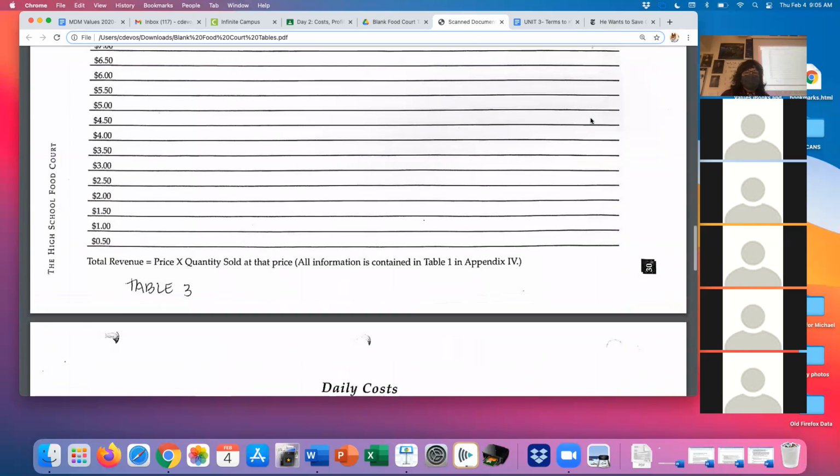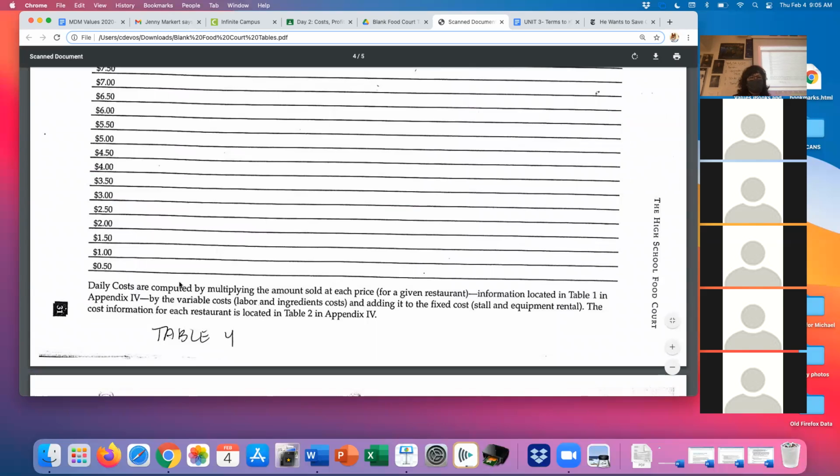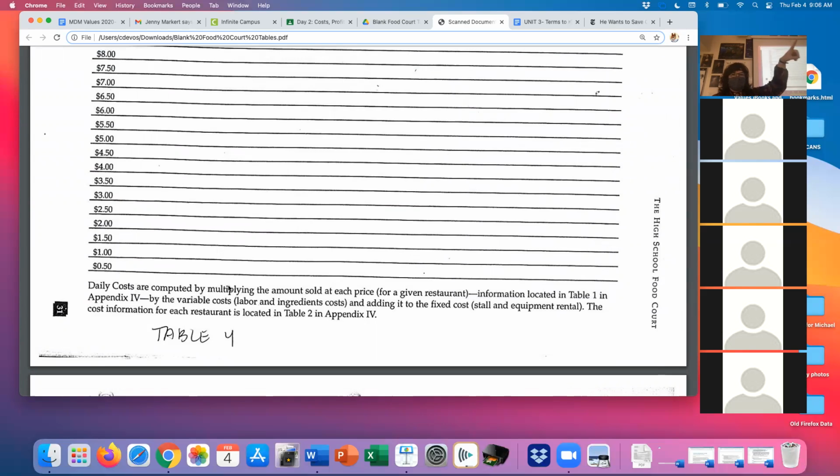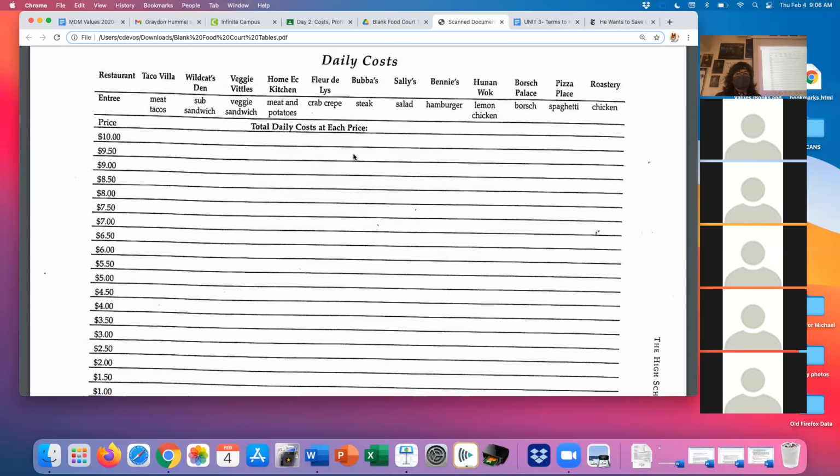So we did our total revenue, thank God. Now our daily costs. If you look at this, daily costs, table 4, are computed by multiplying the amount sold at each price for any given restaurant. And again, just choose one restaurant. That information is located in table 1, right? Then we multiply that by the variable costs, the labor and ingredients, and then add that to the fixed cost, the stall and equipment rental, and then we put it in the daily cost over here.